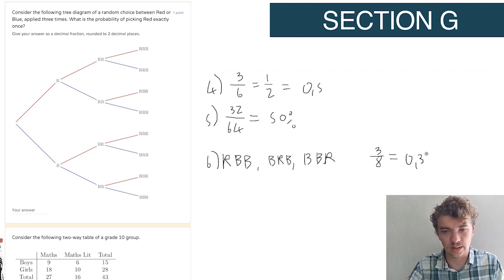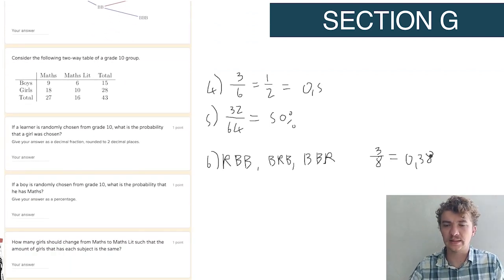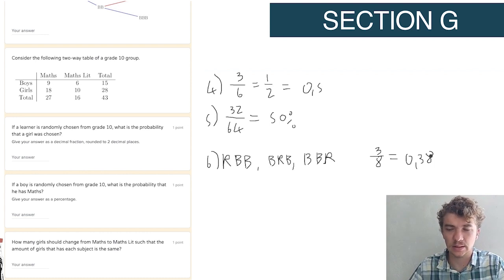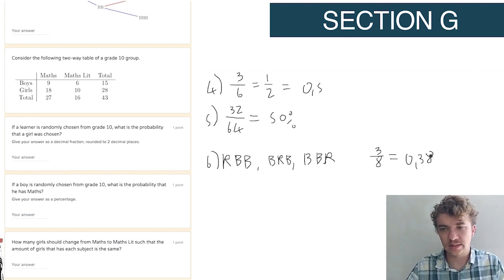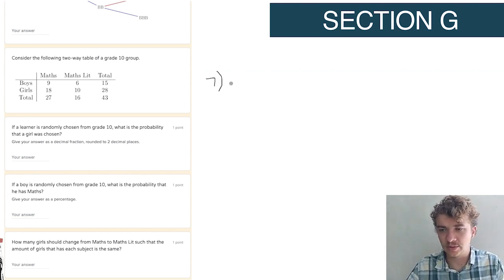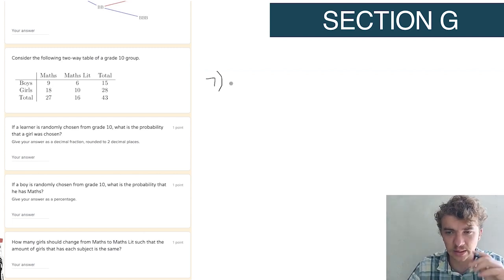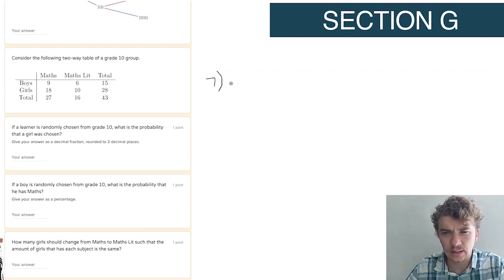Okay, next they give us a 2-way table of a grade 10 group. Boys, girls in total, maths, lit in total. First question: if a learner is randomly chosen from grade 10, what is the probability that a girl was chosen? To answer this question, I always use the same method for probability. At the top, you write how many ways there are to get what we want. We want a girl, so how many girls are there? The total number of girls is 28.